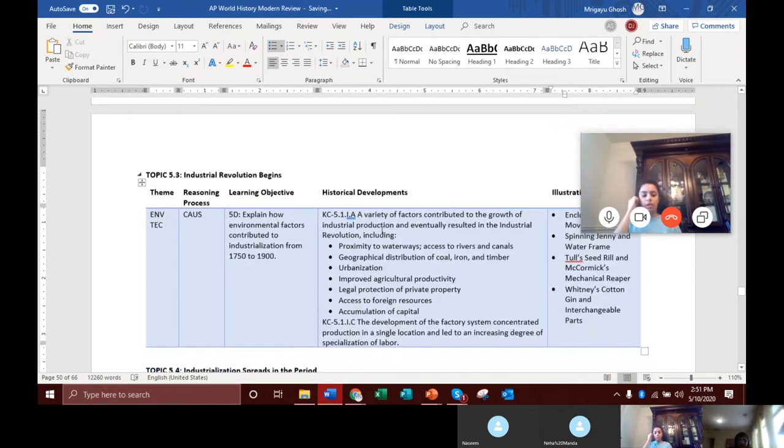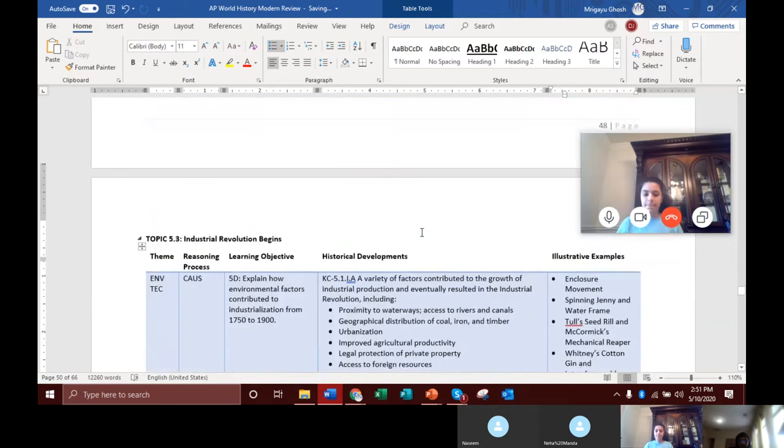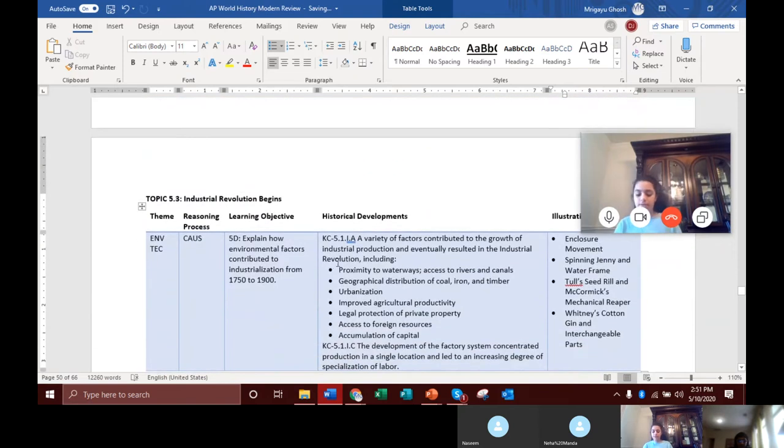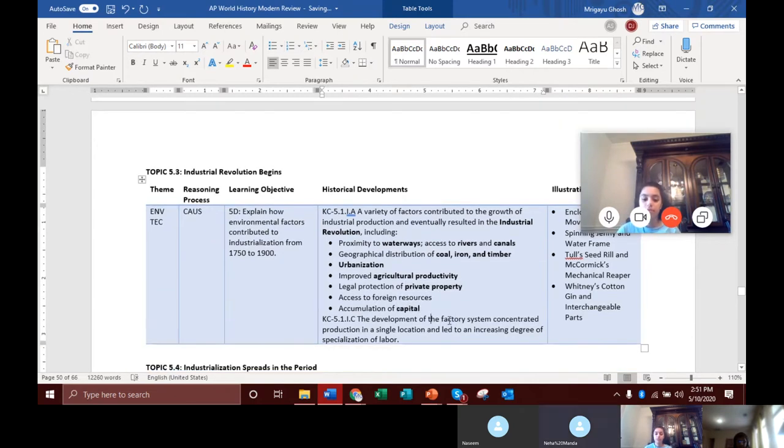Okay. Cool, Industrial Revolution, we have new factors leading to the growth of industrial production and the Industrial Revolution, including proximity to waterways, access to rivers and canals. So water is a big deal, rivers, canals. Coal, iron, and timber are a big deal right now. Urbanization is a big deal. Agricultural productivity, private property. Already has a lot of points in it, so that's good. Capital. Factory system is another big deal.